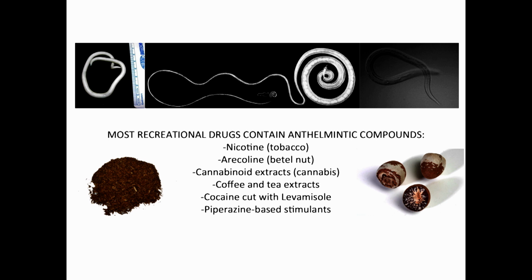Tobacco has been used by traditional populations in the Americas as a dewormer. So some populations were using tobacco enemas. It's also been used traditionally to deworm livestock. Arecoline and betel nut. Arecoline and nicotine are very similar. Betel nut, which is used in the Old World, is anthelmintic. Cannabinoid extracts are anthelmintic. Coffee and tea extracts, anthelmintic. A lot of the cocaine is cut with an anthelmintic called levamisole, and piperazine-based stimulants are, again, anthelmintics as well. So there's an interesting relationship between psychoactive or recreational drugs, and many of them being combined with anthelmintic compounds.